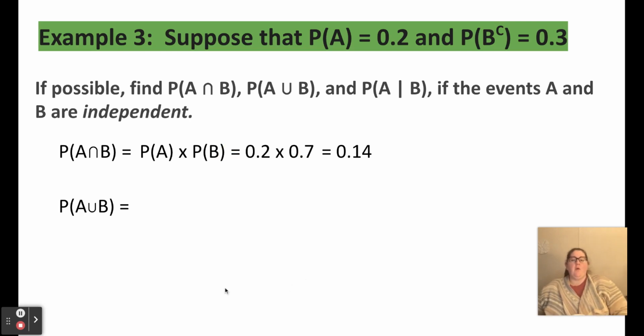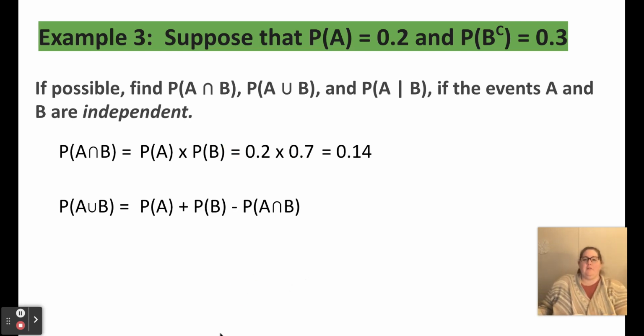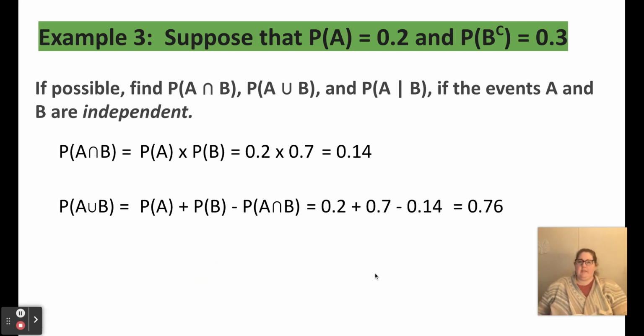For probability of A or B, we have a formula on our formula chart. The formula says probability of A plus probability of B minus probability of A and B. I know all three of those things now. So 0.2 plus 0.7 minus 0.14 is 0.76.